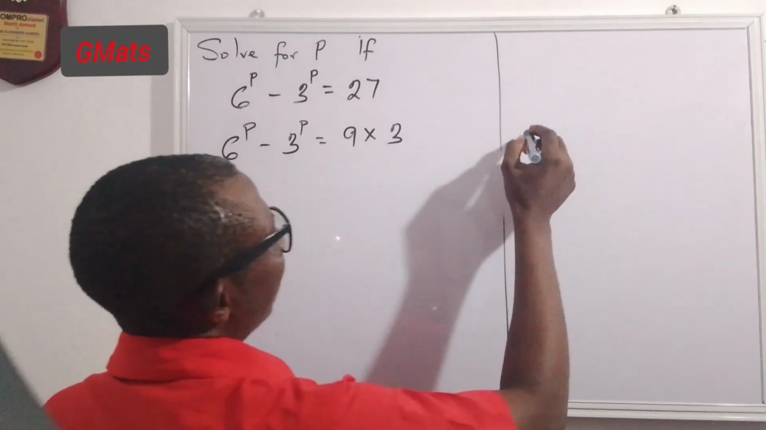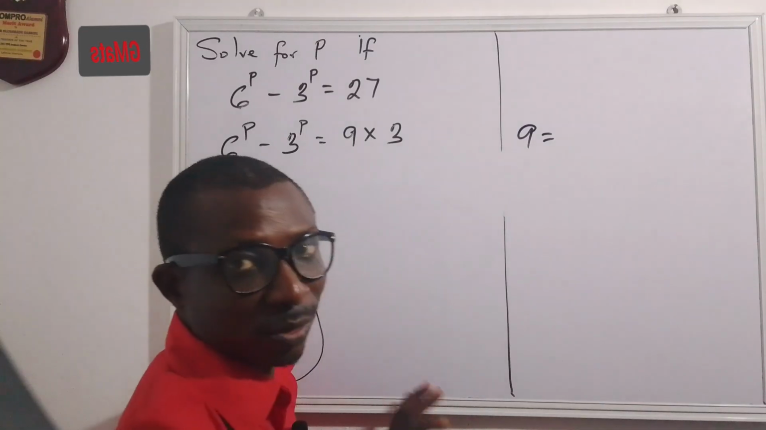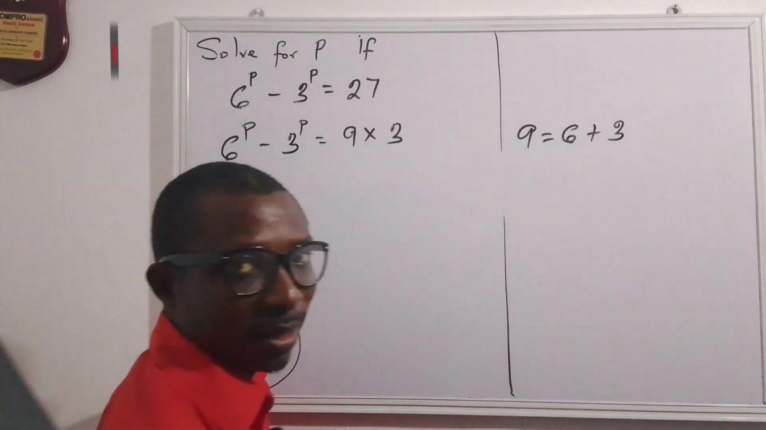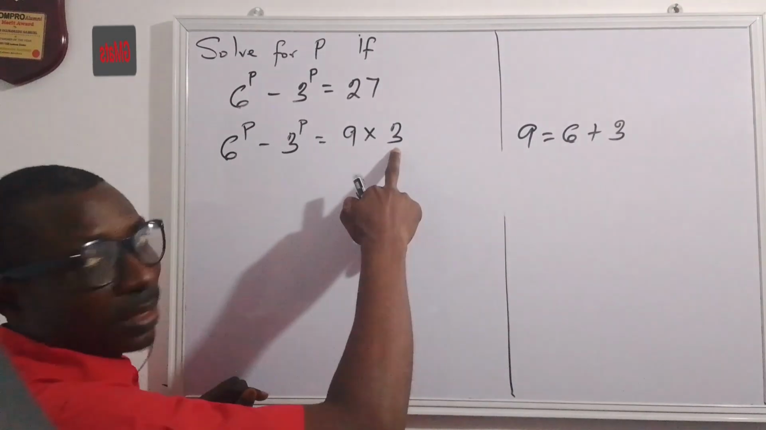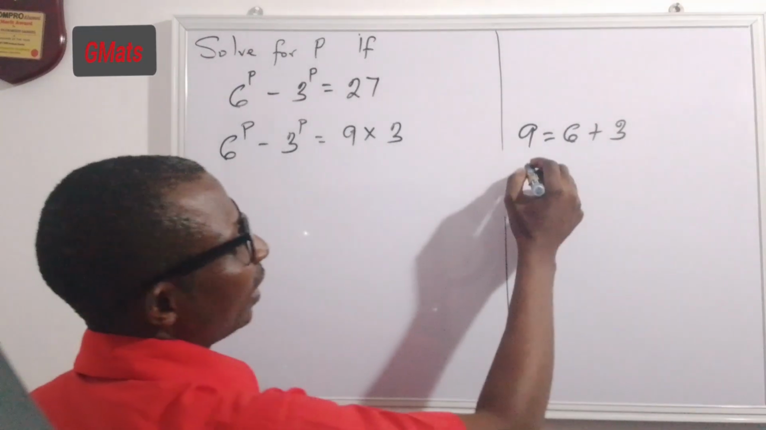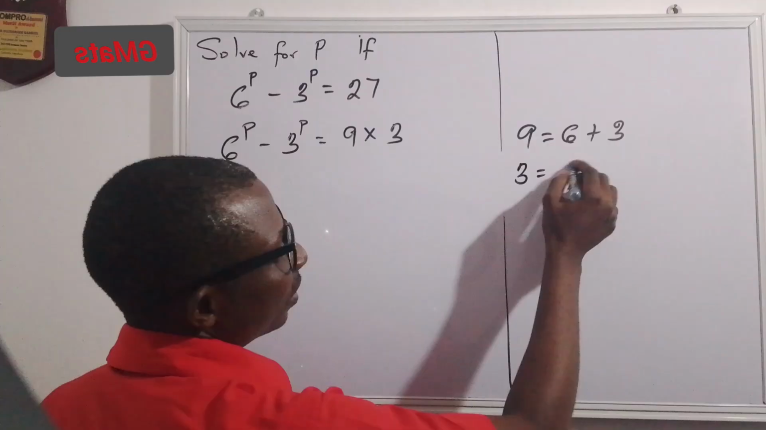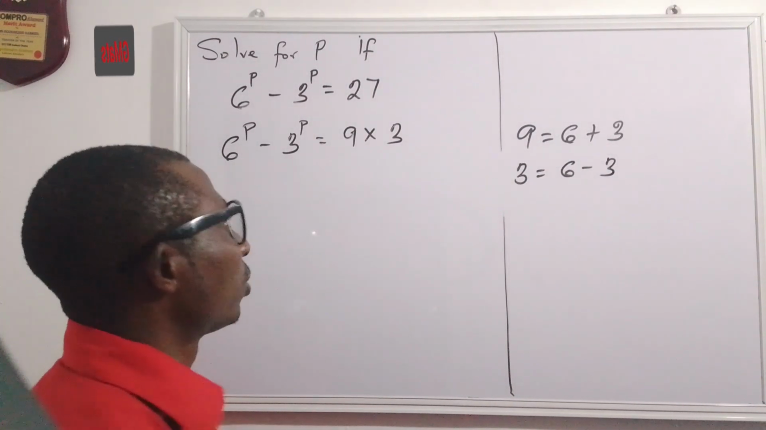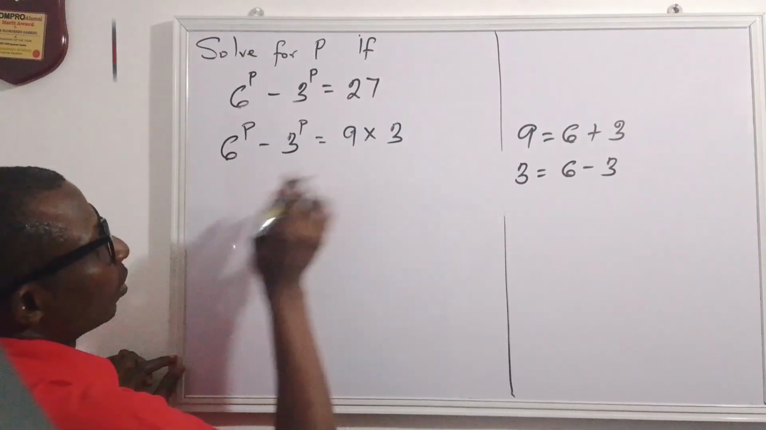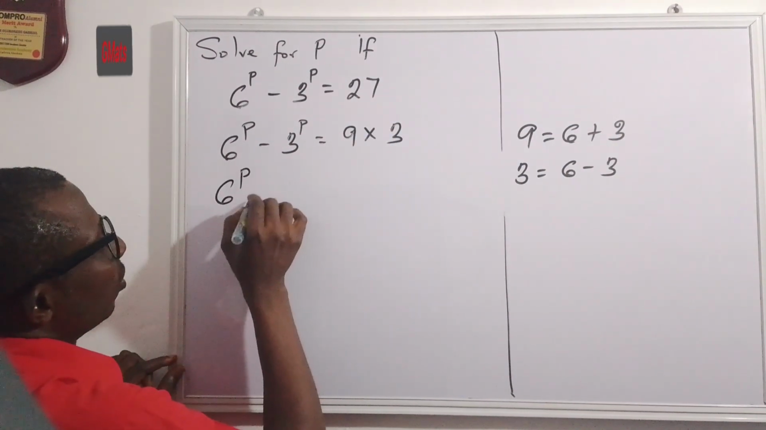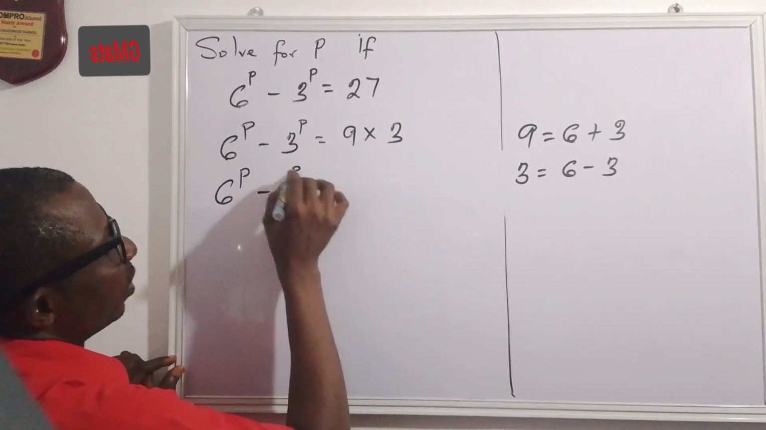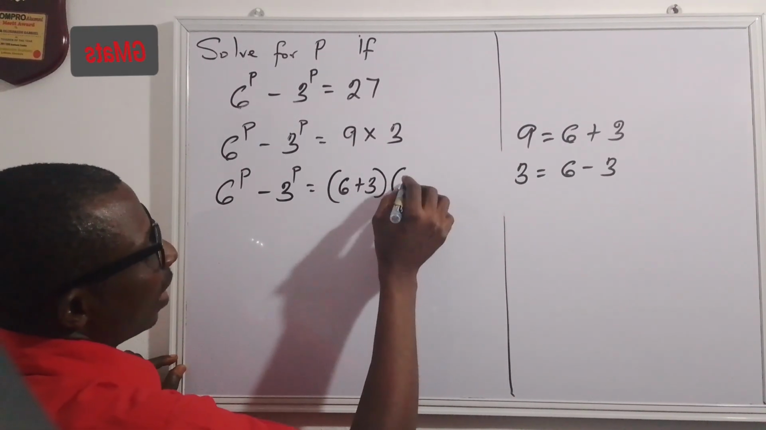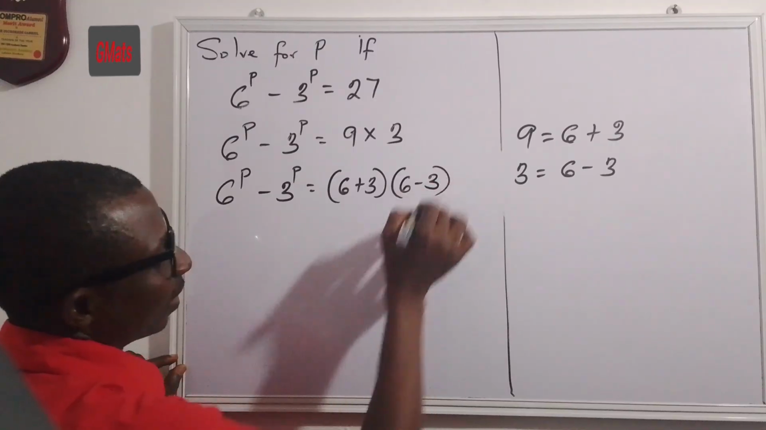So if I'm expressing that in terms of 6 and 3, 9 will be 6 plus 3. I'm going to do the same thing here for 3. So 3 is going to be 6 minus 3. Now this right hand side turns to 6 raised to the power of p minus 3 raised to the power of p equals 6 plus 3 times 6 minus 3.